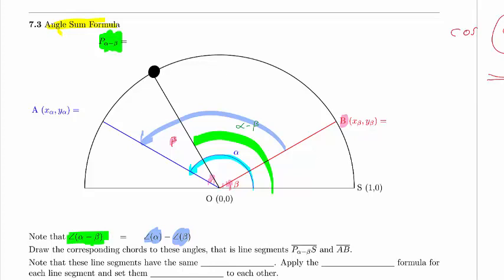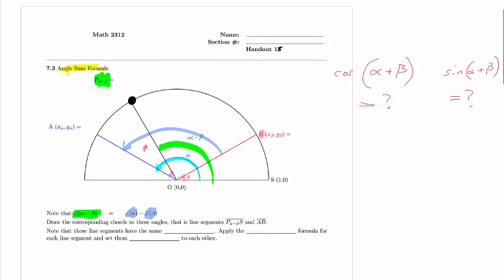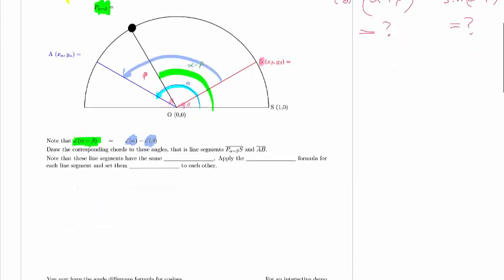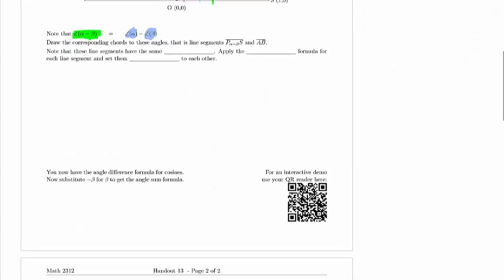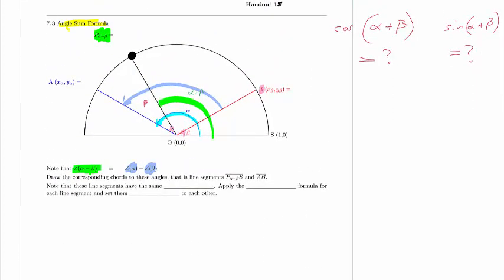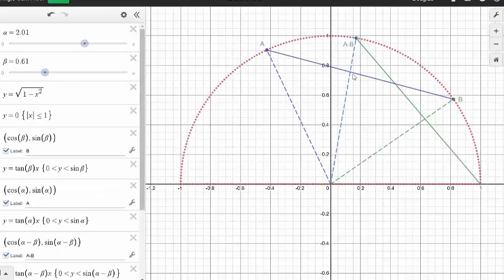There's also an interactive demonstration on Desmos. You can access that with the QR code right there. If you have your phone, you can pull it out, or you can simply click on the link in Blackboard and you will get here. Note right now it's in roughly the same configuration as it was before. Right here is our point alpha, here is our point alpha minus beta, and this is our point beta.